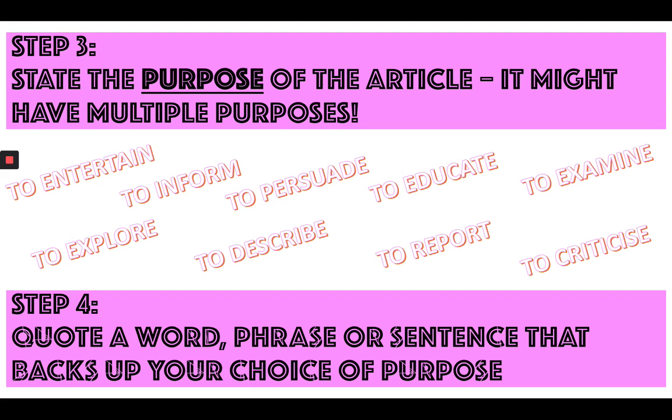And then step 4, quote a word, phrase or sentence from your article that backs up your choice of purpose. So for step 3, if you have said this article is designed to inform the reader, for step 4, quote something from the article that backs up your choice that the article has been written to inform.